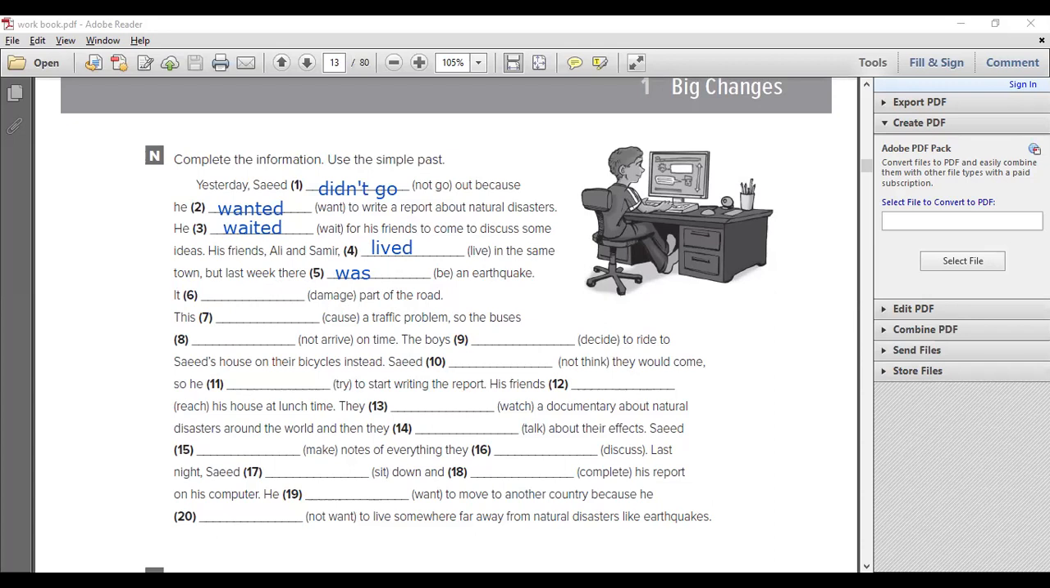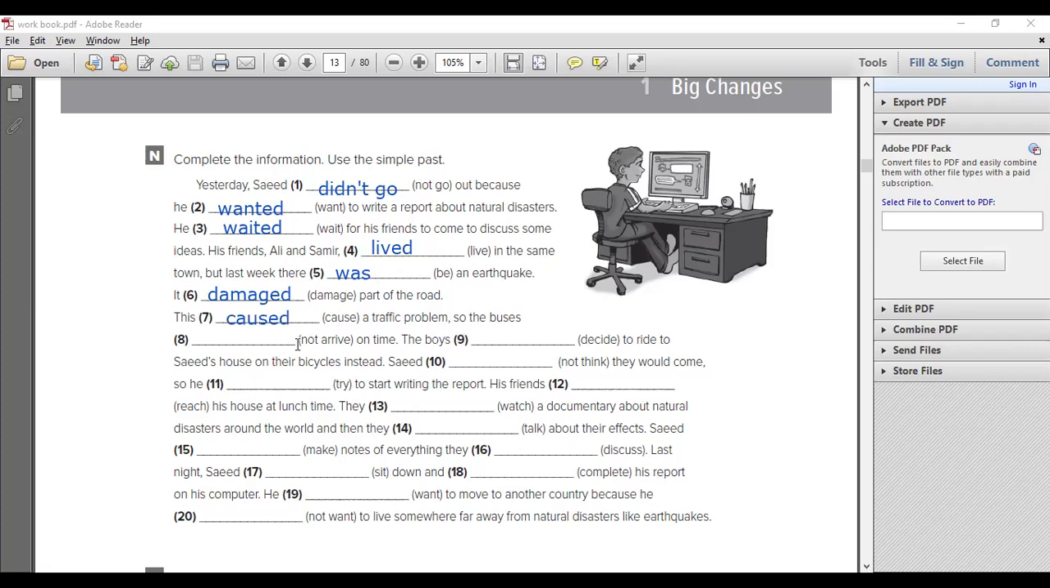So it damaged part of the road. What do you think? It's very easy, only the simple past. Yes, Anhal. It damaged. Yes, damaged. Excellent. It damaged part of the road. This caused a traffic problem. So, what do you think? Yes, Faye. Caused with ed. Yes, caused with ed. Regular verb. A traffic problem.